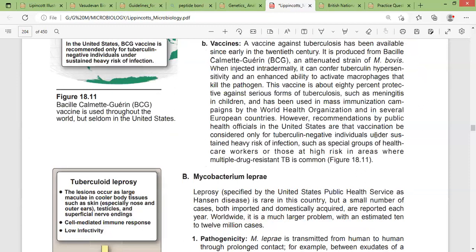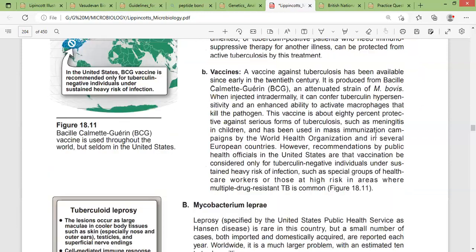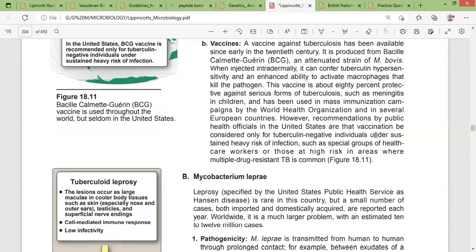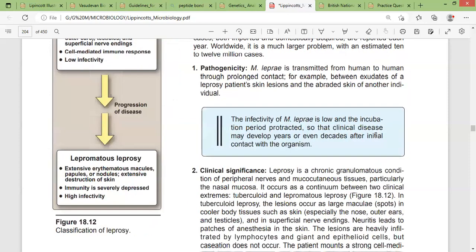BCG vaccine, that scar we all have on our arms, right? On our left arm. That's the BCG vaccine to confer immunity against TB. Yeah, and that is it for TB, unless someone has something to add.